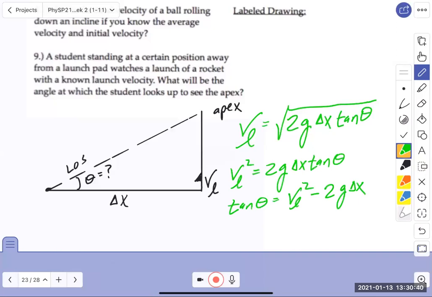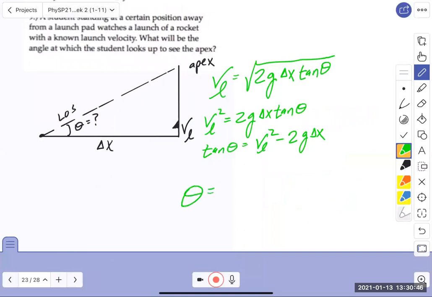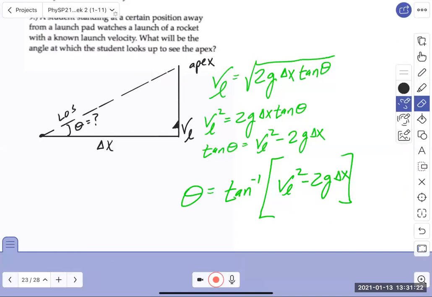And then now I got to do inverse tangent, right? Remember that old trick? So theta then equals the inverse tangent of V L squared minus 2G delta X. Is that right? Didn't you have to divide the 2G delta X, or is that? Sorry, say it again. On the second bit, wouldn't you have to divide 2G delta X? That's why I asked, because that just didn't look right.